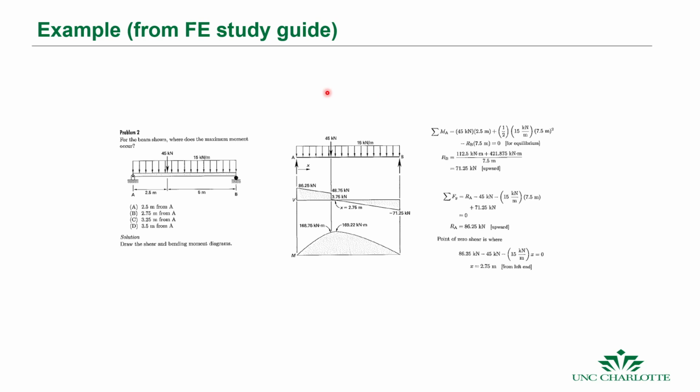Okay, so this is an example from the FE study guide for the Fundamentals of Engineering exam. So this is the problem. This is for the beam shown below. Where does the maximum moment occur? And then they have you do the static analysis. You just sum moments, sum forces in Y, solve for your reaction force, and then find the place where you have zero shear. The place where you have zero shear corresponds to your inflection point for your graph, or your max moment.